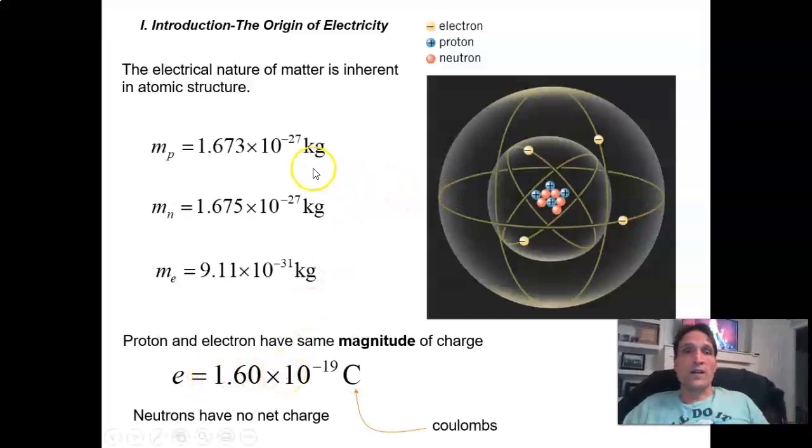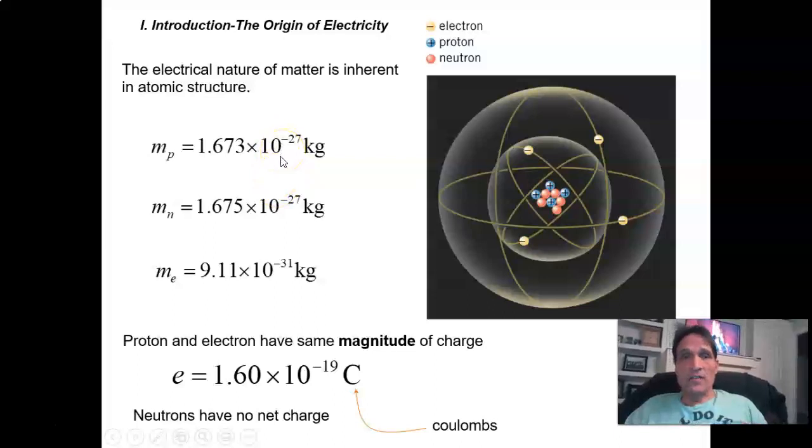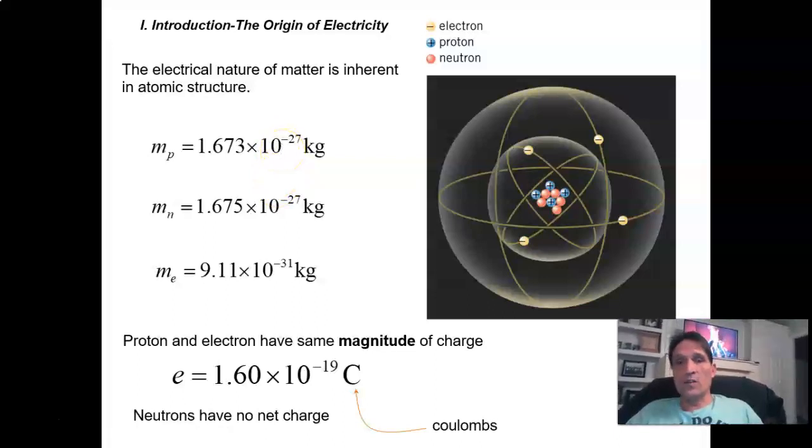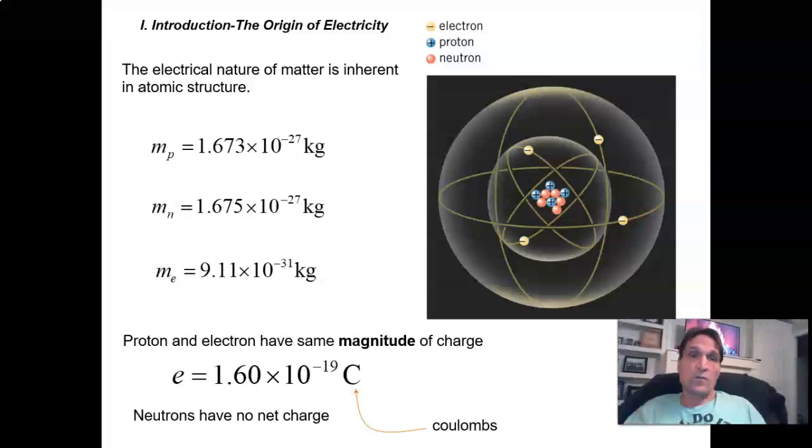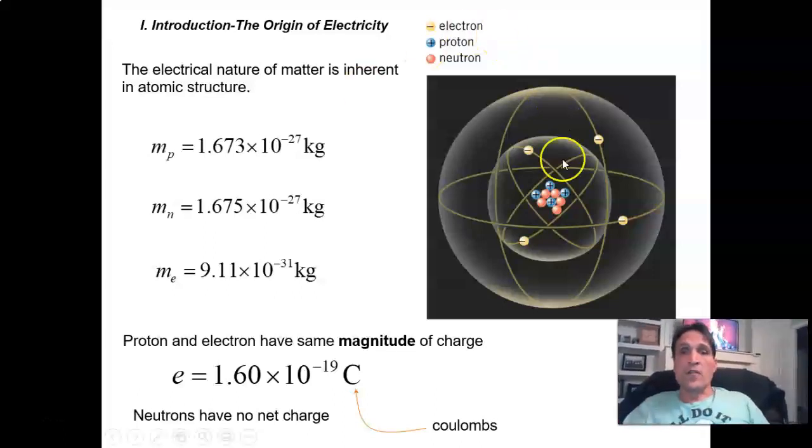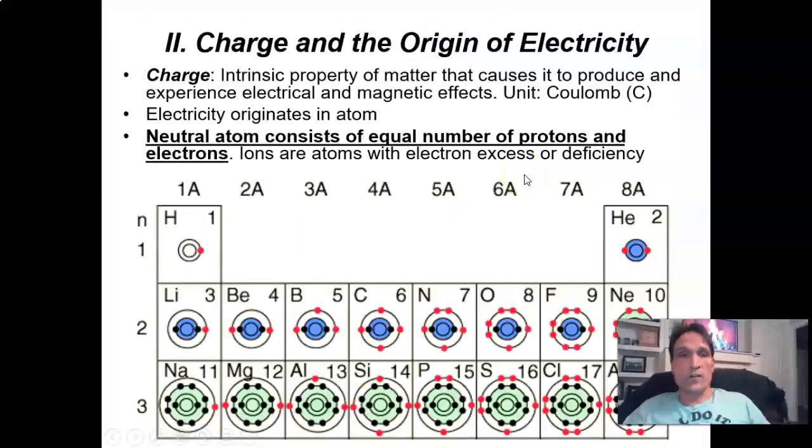Okay. Now, if you look at the mass of a proton and the mass of a neutron, it's on the order of 10 to the negative 27 kilograms, and these masses are so small that if you calculate the gravitational force acting on these particles, it is negligible in comparison to the electrical force. And so here's a picture of an atom. In this case, the atom has 4 protons, 4 neutrons, and 4 electrons. And if you go back to the periodic table, that is beryllium.